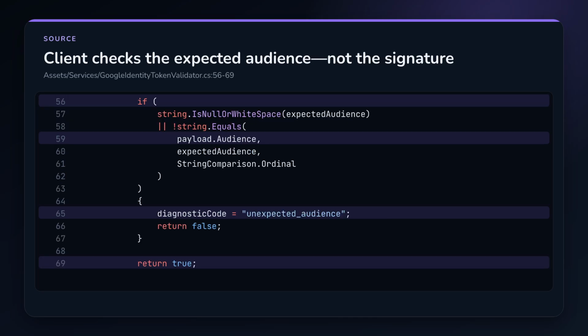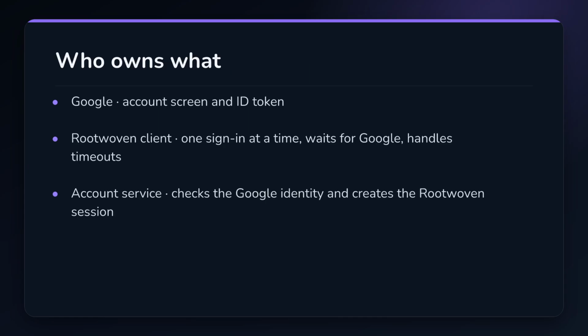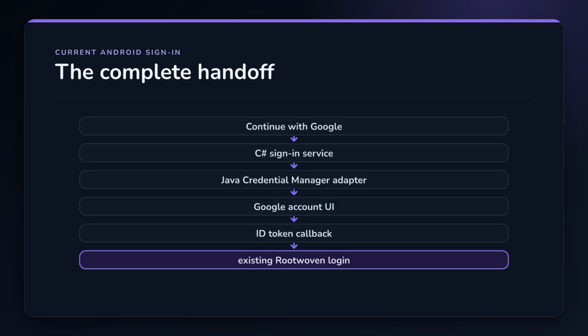Rootwoven checks the token's basic shape and audience, so obvious configuration errors fail cleanly. That is not cryptographic verification. The account service still validates the token. The adapter prevents overlapping requests, handles app focus and timeouts, and returns the result to Unity. Google provides the account UI, and the server validates the identity.